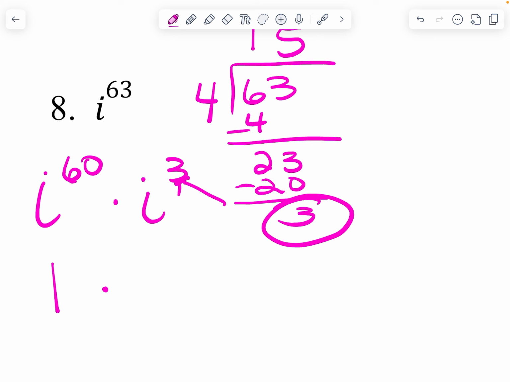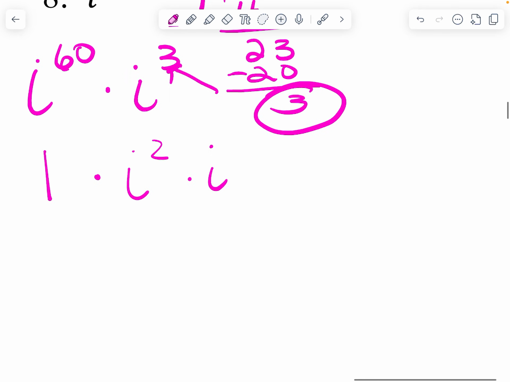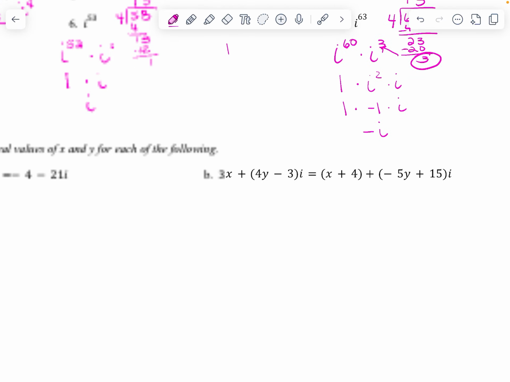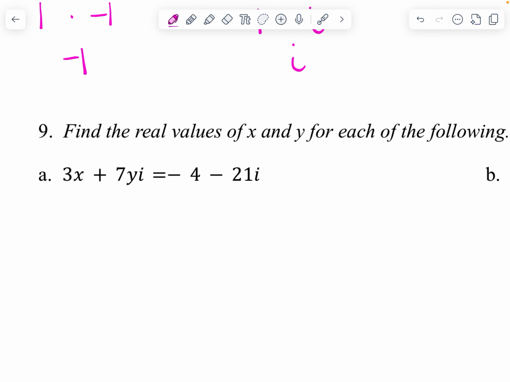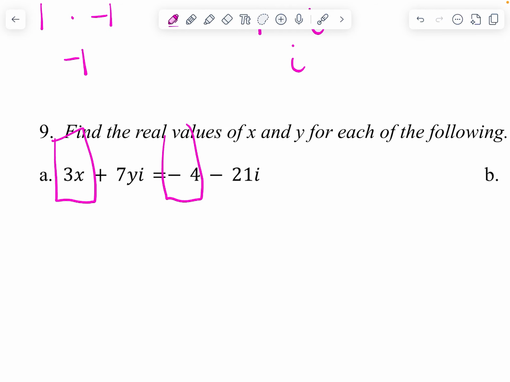Okay, I'm going to split this up to i squared times i. So, this is negative 1, this is i, so negative i is my answer. Okay, find the real values. Okay, so this is the real number, this is the real number. So I set them equal to each other. And I solve, so x equals negative 4/3.